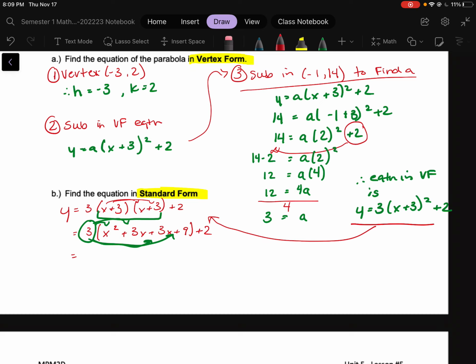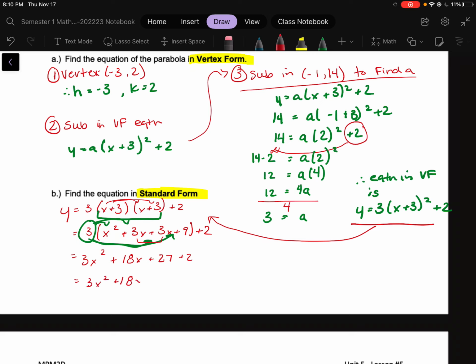So 3 times x to the power of 2 is going to be 3x to the power of 2. Plus, because there are 2 3x's here, if we add them together, that's 6x. So 6 times 3 is going to give us 18x. And then 3 times 9 is 27. We don't need to keep the brackets anymore. Plus 2. And then we combine our like terms.